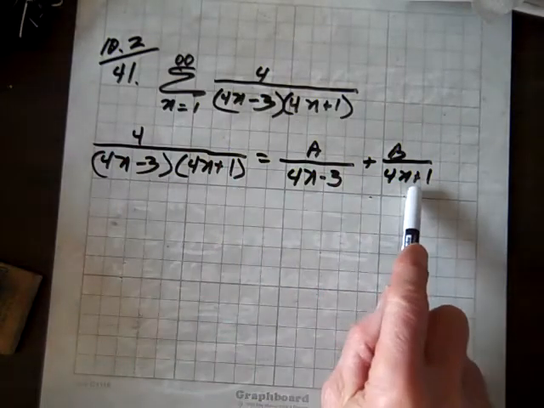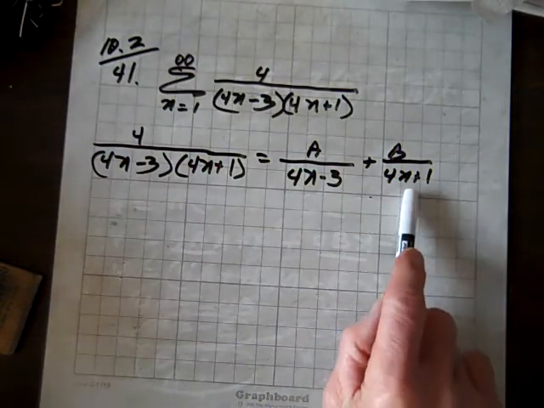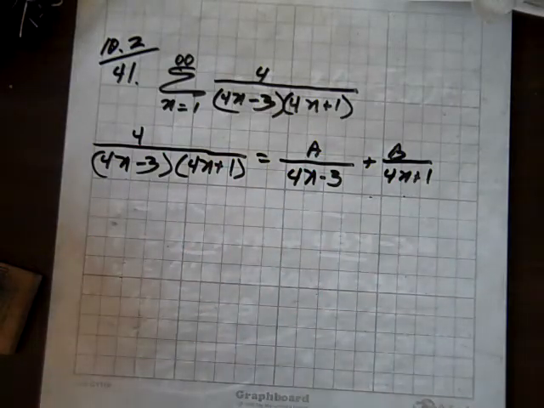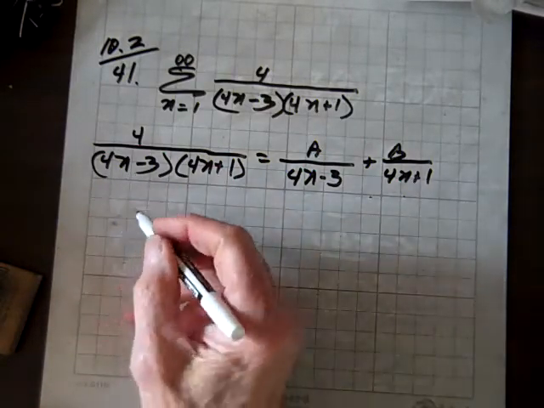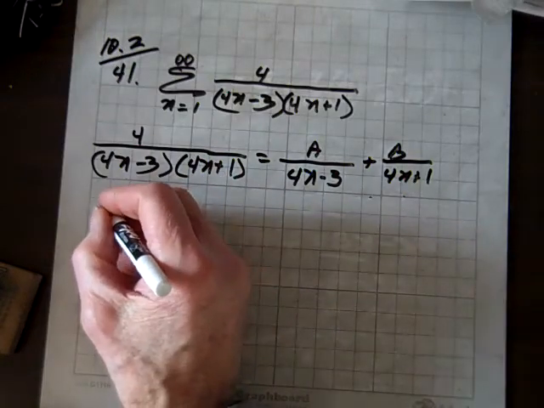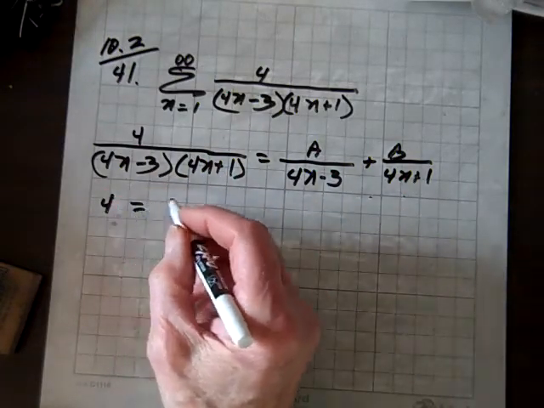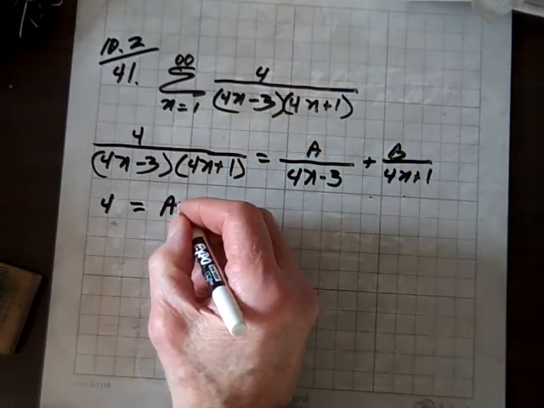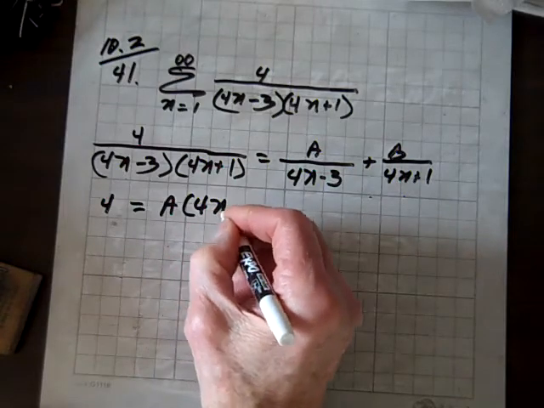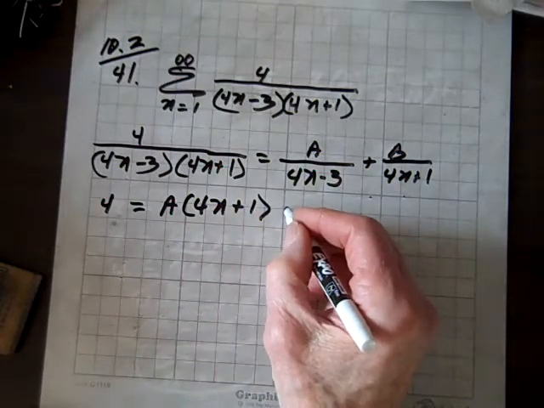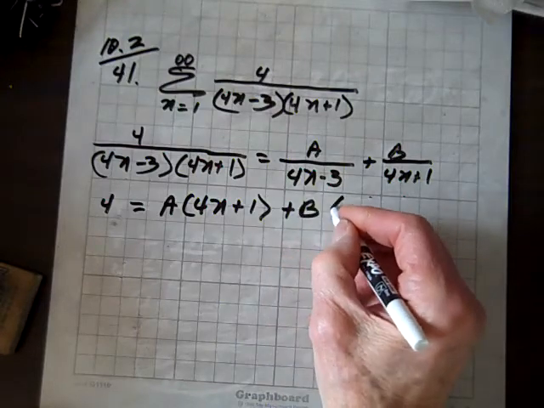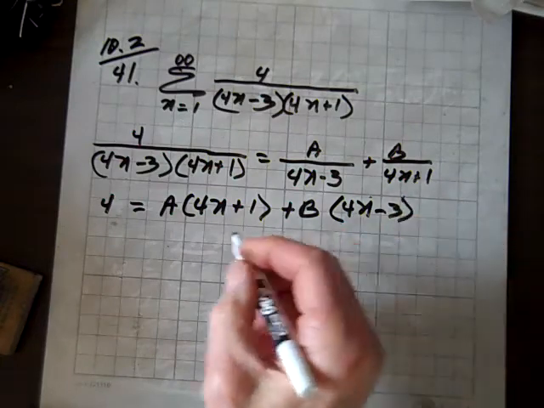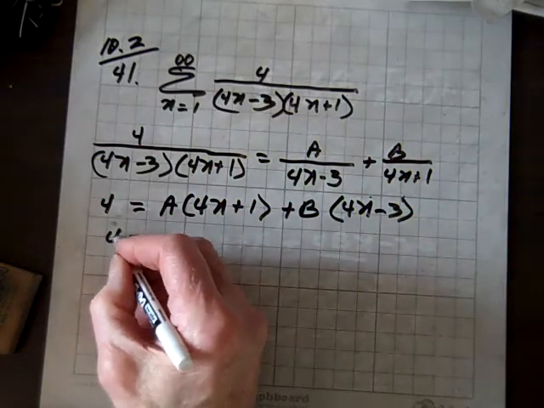So I've started the partial fraction operation. Now let's multiply through by the LCD, which is the product of these two, and if we multiply through by that product, we just get a 4 here. And if we multiply each term by that product, what we'll have is an A times 4n plus 1 plus B times 4n minus 3.